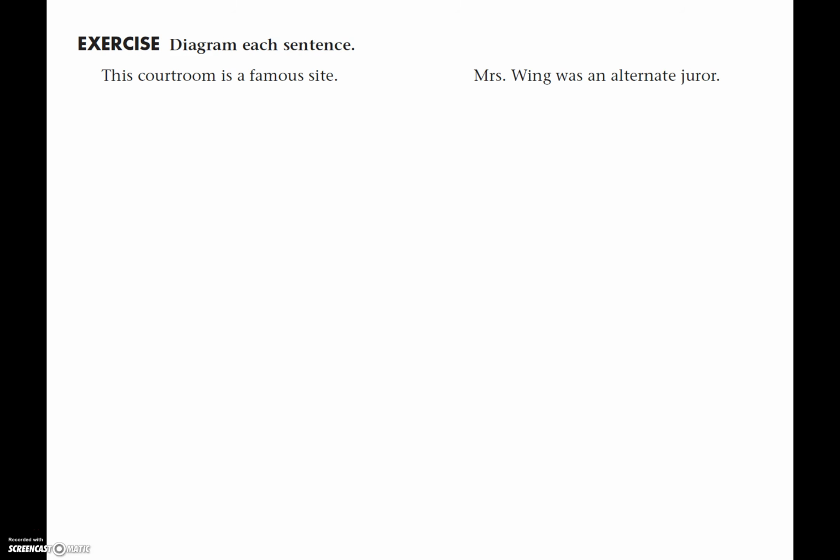Take a moment to pause the video and try these two. In the first one, we have courtroom is as our subject and verb. So let's go ahead and get courtroom and is on our tree. And then after that, we have to figure out what is being renamed. The courtroom is what? The courtroom is a site, so that is our complement. So we're going to draw the diagonal and write site after it. The rest are adjectives, so we're going to draw them underneath. This goes under courtroom. A and famous both go under site.